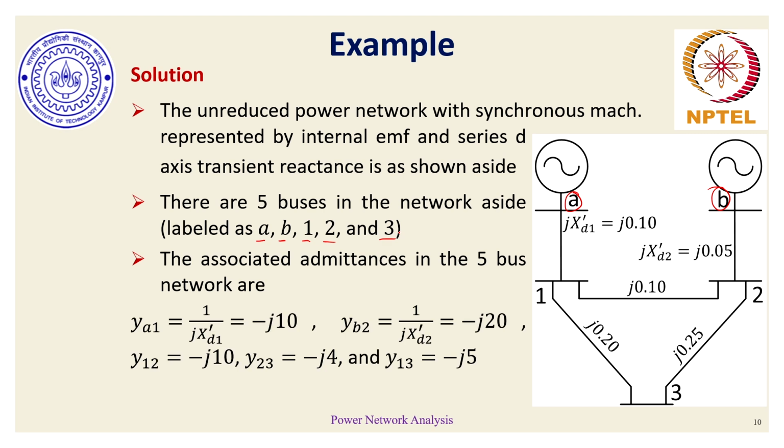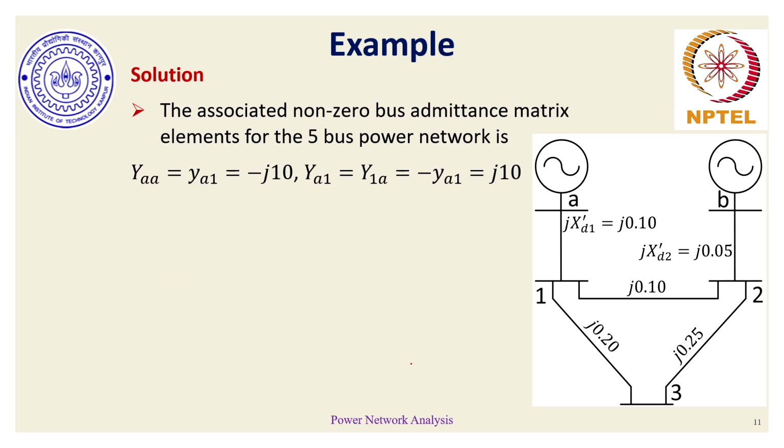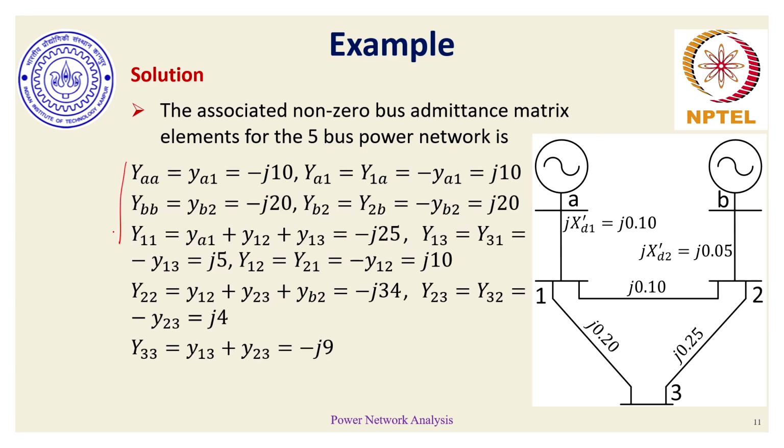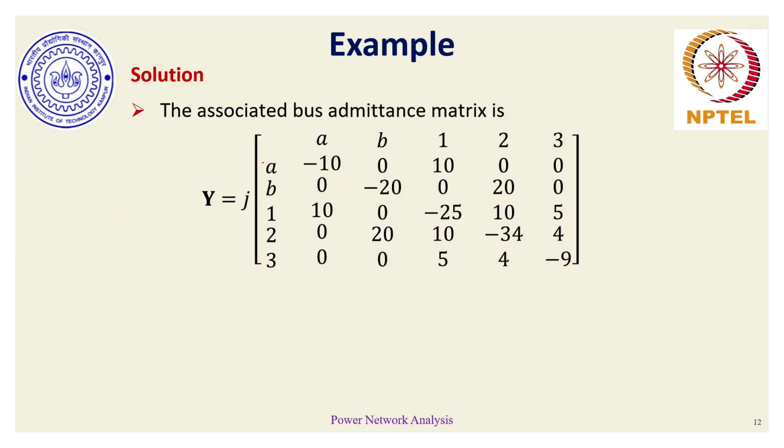And the evaluation of this Y-bus process is exactly the same as we discussed for power flow analysis. We try to find the corresponding admittances of respective lines A1, B2, 1-2, 2-3 and 1-3, and then correspondingly find the 5 cross 5 element Y-bus matrix. So the corresponding evaluations are all shown here. So if we go by the usual discussion of Y-bus evaluation, the overall Y-bus with A, B, 1, 2, 3 as the row and column labels as per the bus numbers, this is my 5 cross 5 Y-bus matrix.